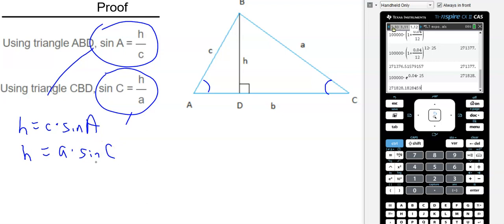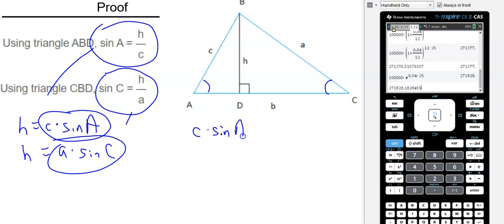So now what must be true here, if these are both equal to H, I can set this equal to this. That's what I'm going to do. So I'm going to say C times sine of A must equal A times sine of C.